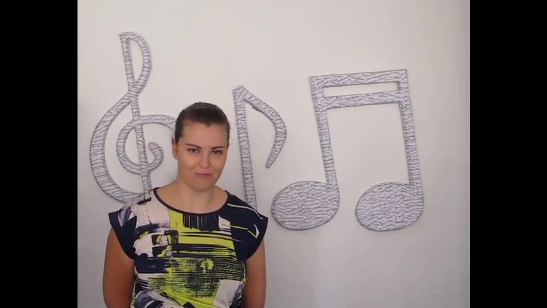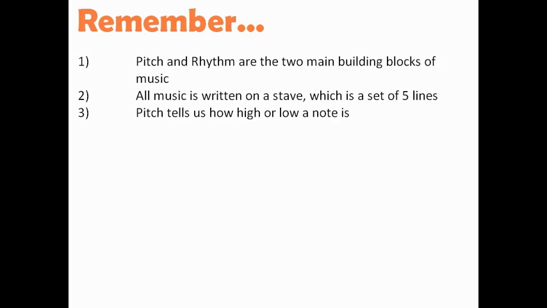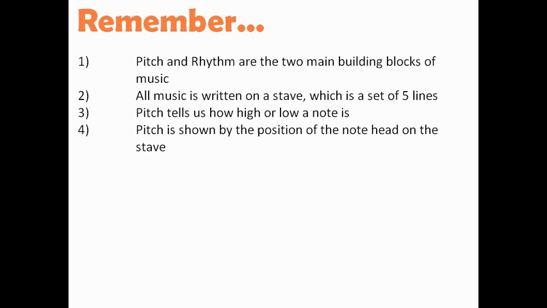We will take our time to break down all of these concepts and study them in detail, but for now, all I need you to do is take away the following 10 facts. Pitch and rhythm are the 2 main building blocks of music. All music is written on a stave, which is a set of 5 lines. Pitch tells us how high or low a note is. Pitch is shown by the position of the note head on the stave.